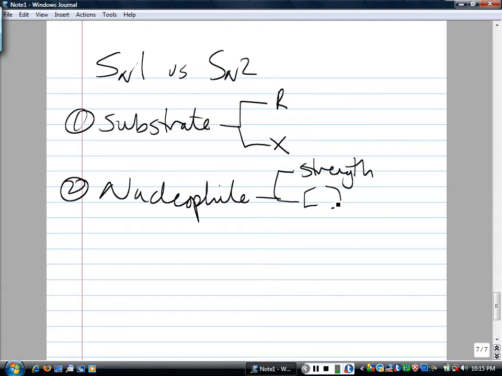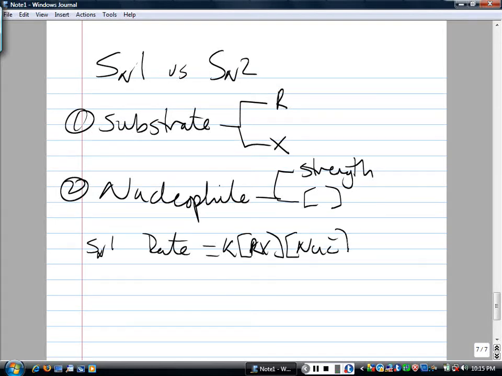That's very easily interpreted, because if I look at the rate equation for the SN2, rate is equal to k times the concentration of RX times the concentration of the nucleophile. In other words, in the SN2 reaction, the nucleophile's concentration features in the rate equation. For the SN1, rate is equal to k times the concentration of RX. So the nucleophile's concentration does not feature in the rate equation for the SN1 reaction.